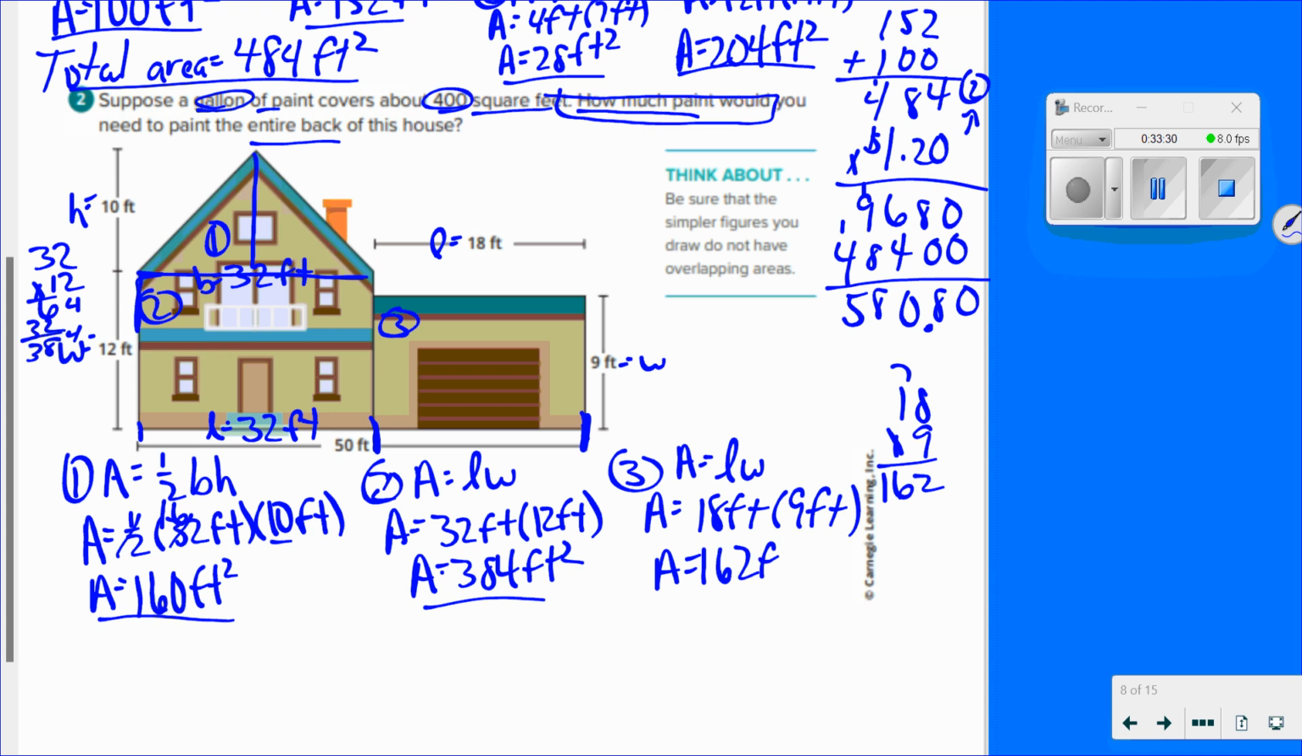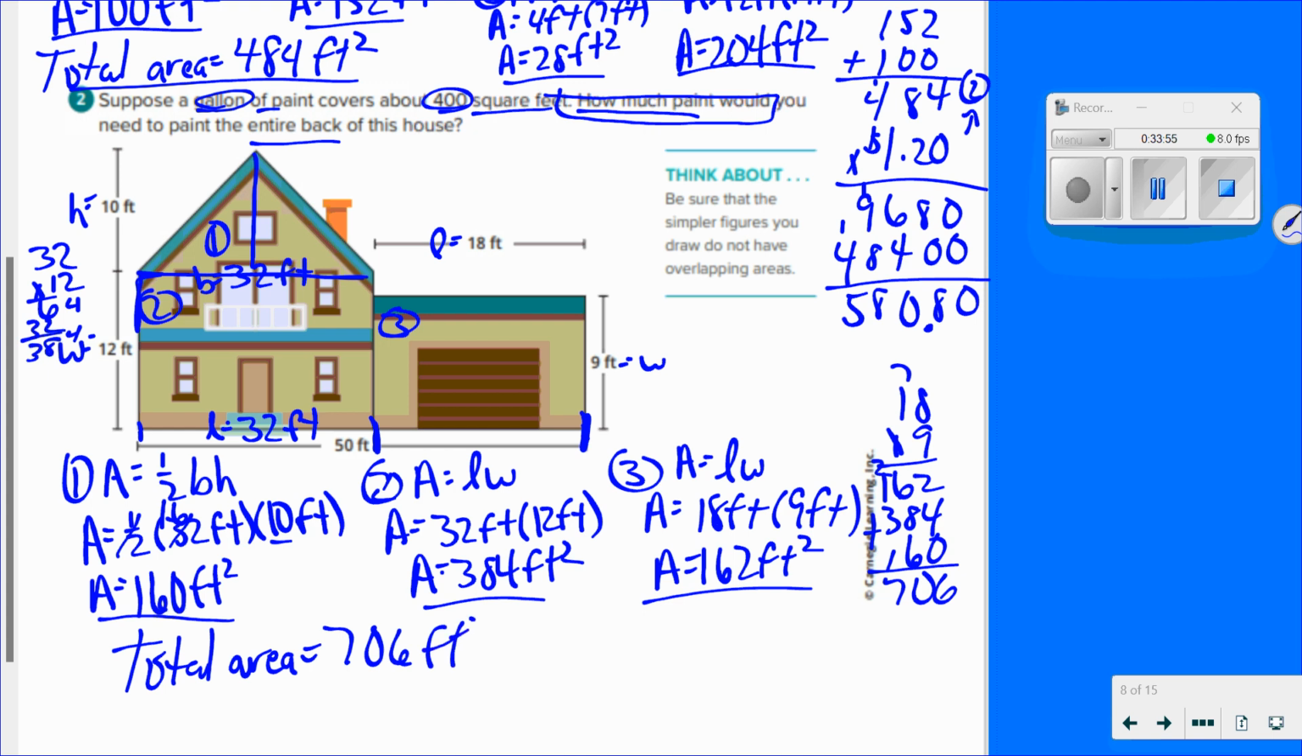In order to find my total area, I decomposed it, so I'm going to put them back together. So 162 plus 384 plus 160 gives me 706. So I have a total area, you should have this on your paper, of 706 square feet. Am I done?